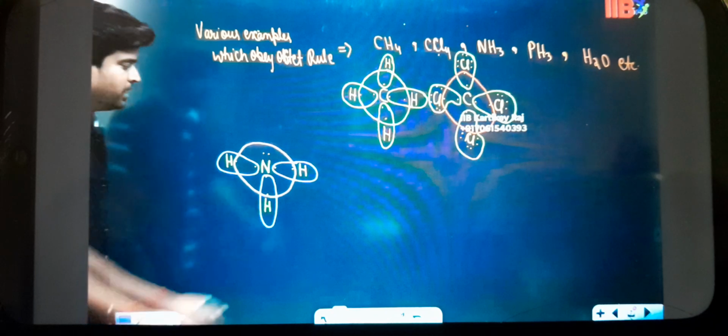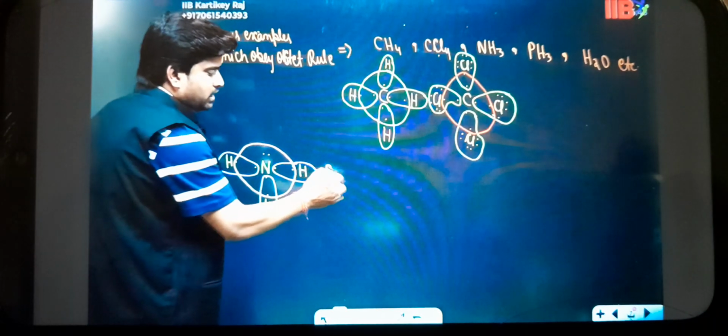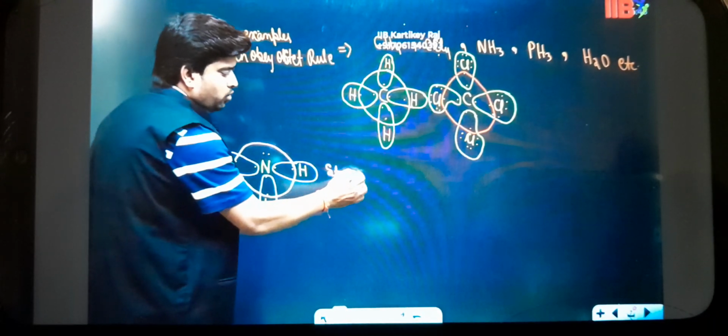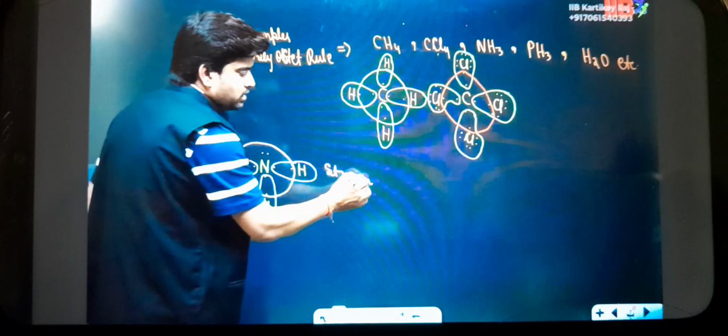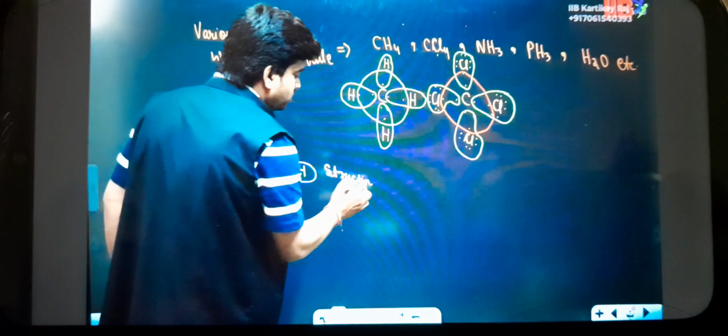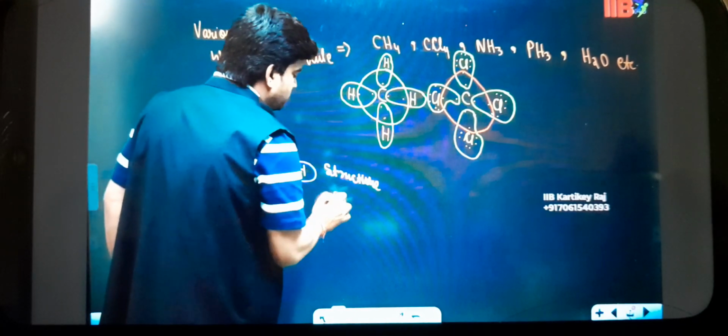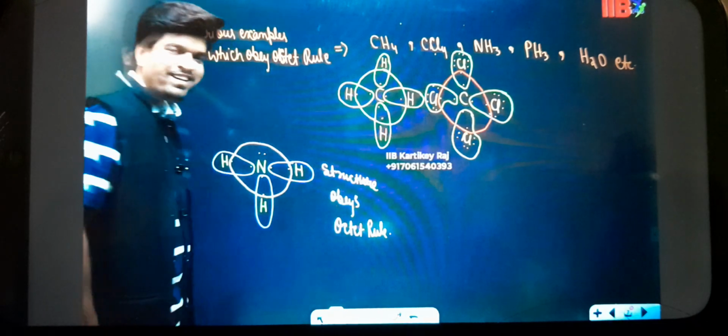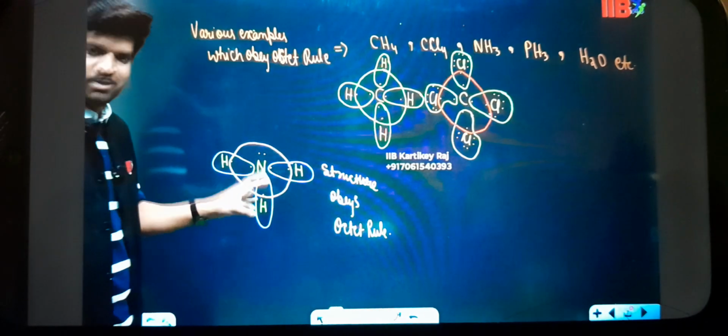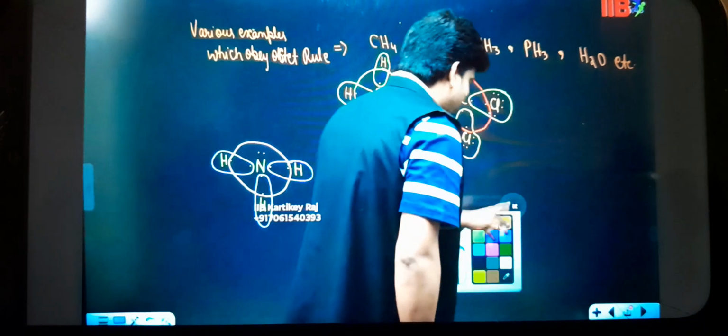It means that this structure is obeying the rule. This structure obeys the octet rule. Are you getting my point, students? Very easy concept. Now see the another question.